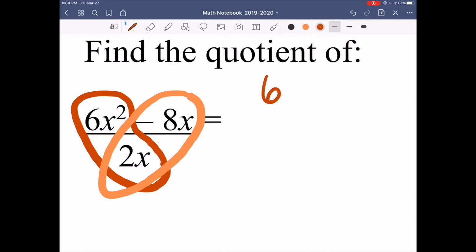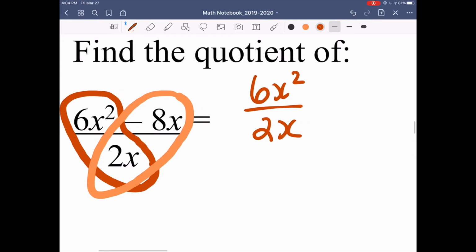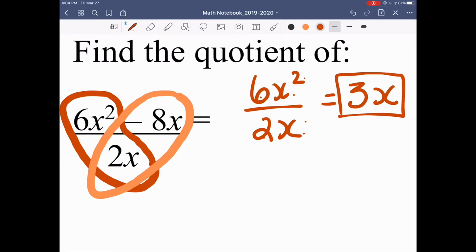squared divided by 2x. In 7.1, you learned when you're doing monomial divided by monomial, you do the coefficients first. So 6 divided by 2 is 3. And then you divide the variables. x squared divided by x. When you're dividing two things with the same base, you subtract their exponents. So 2 minus 1 is just 1. So it would just be 3x. So that's the first one.